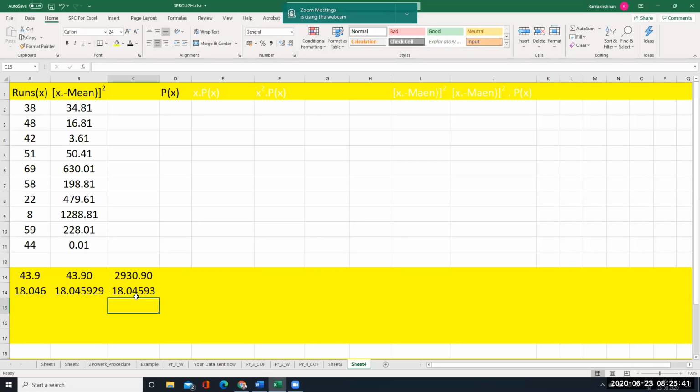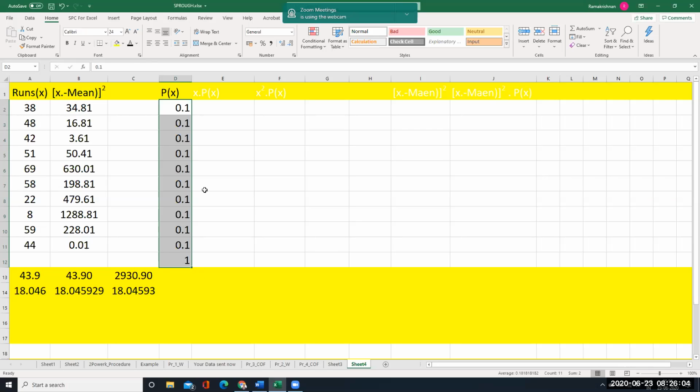Now we'll try to find the standard deviation as a population. This is the total data. Each one has occurred one time, therefore the total number of times is 10. So the probability of occurrence of each value is 0.1. I'll just put 0.1 here. The total will be 1. That means it is the total population. If it is less than 1, that means it is a sample, right?